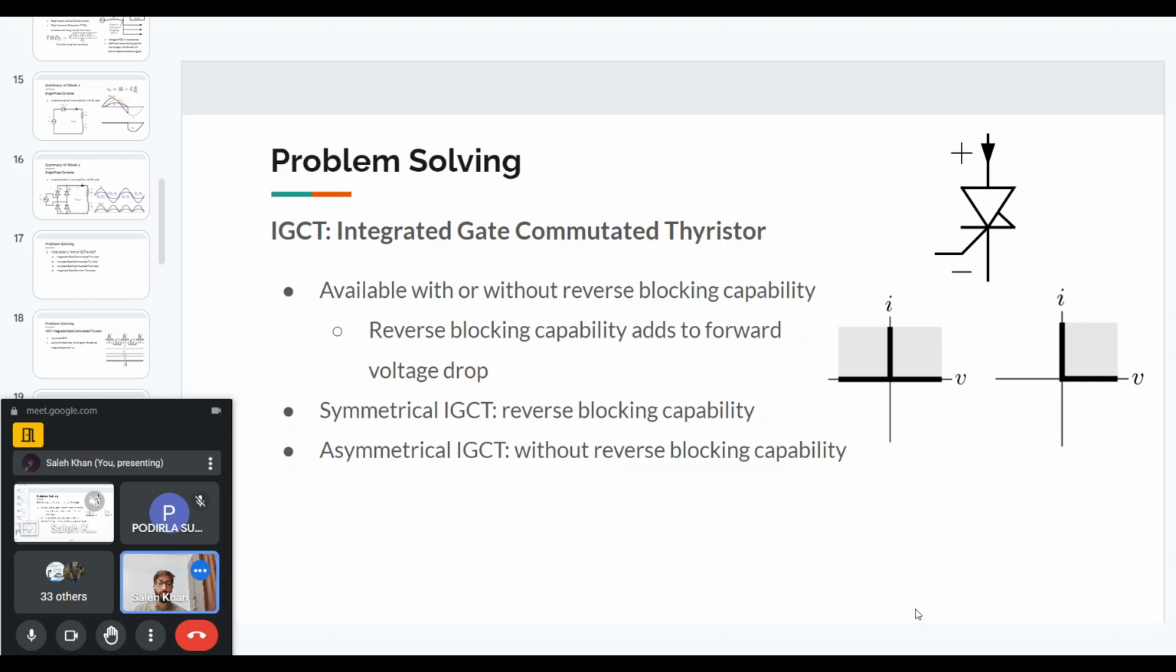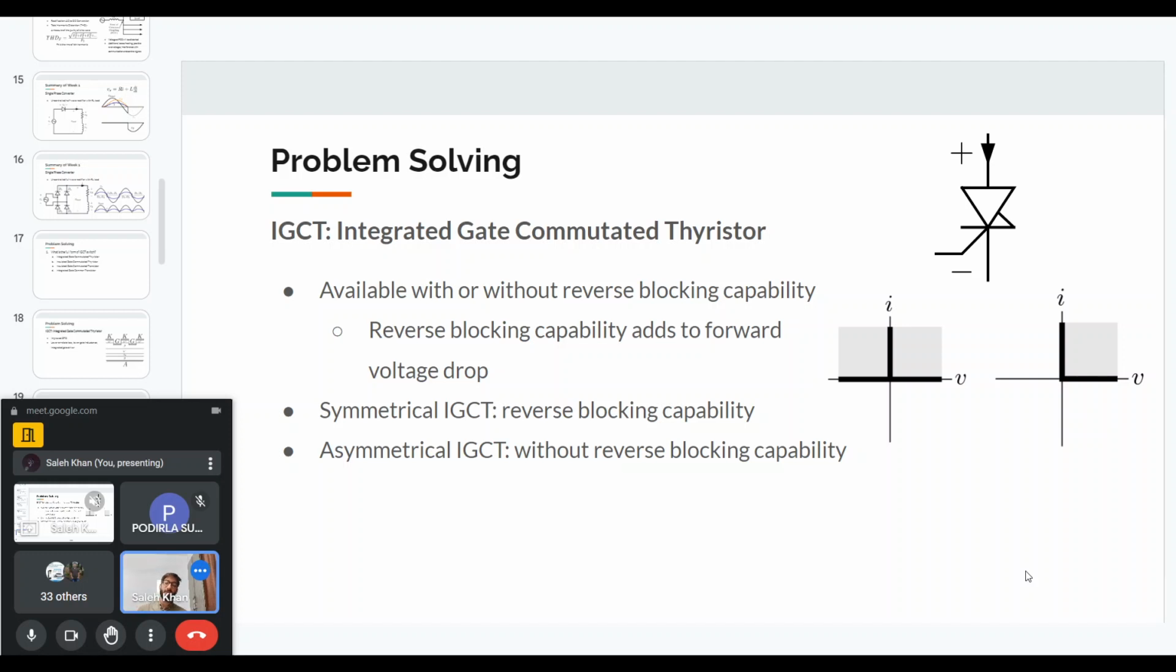One is without reverse blocking facility, which I've shown on the right. So if you go to the quadrant structure, it has positive voltage blocking, but if it does not have negative voltage blocking, then we call it asymmetrical IGCT. If it has both positive as well as negative voltage blocking, then it is called a symmetric IGCT. And basically, it is the difference between a single quadrant and a double quadrant IGCT.